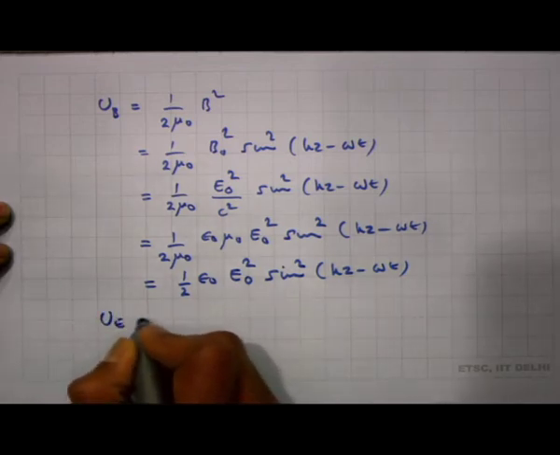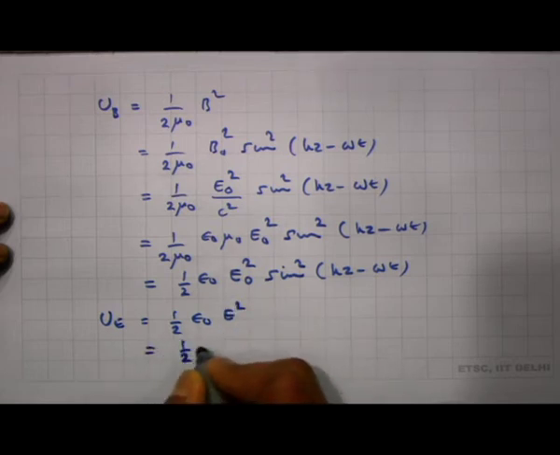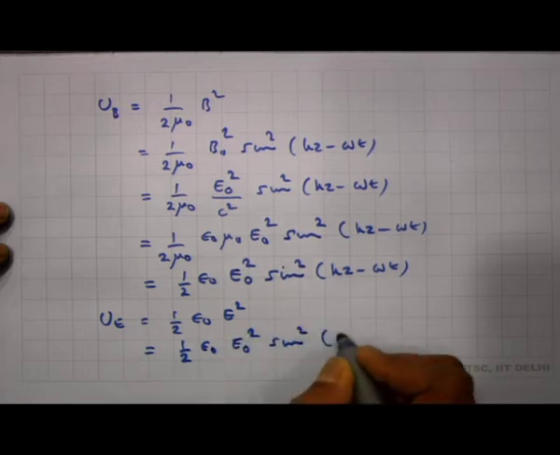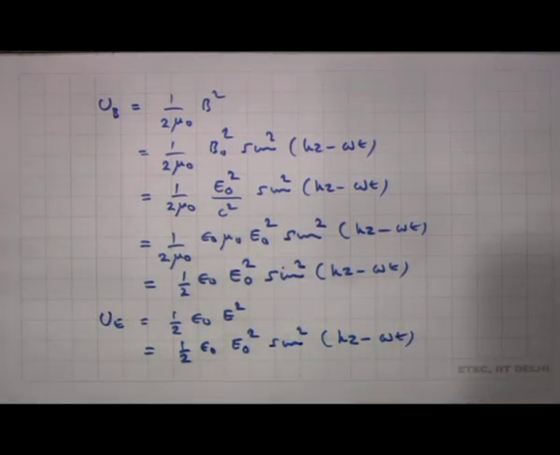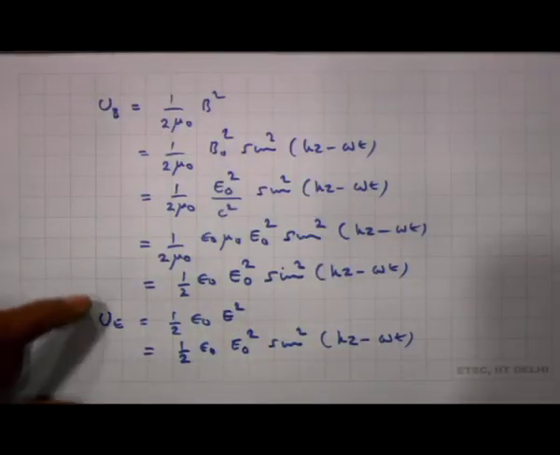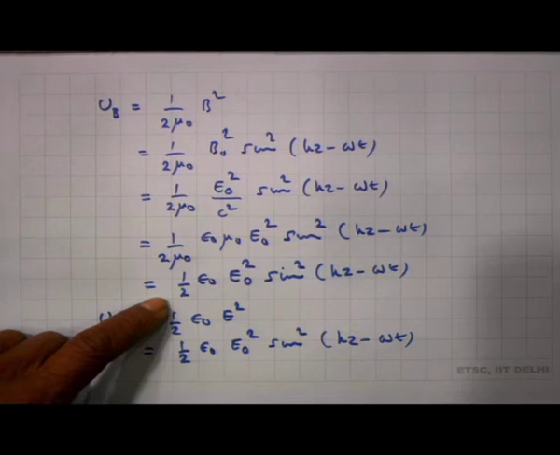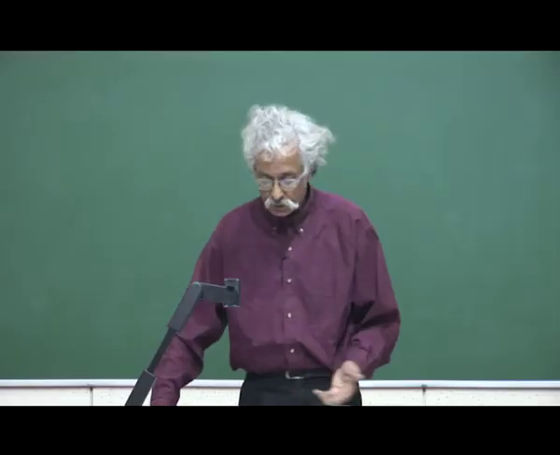The electric energy density is 1 by 2 epsilon 0 E square, which is nothing but 1 by 2 epsilon 0 E naught square sin square (k z minus omega t). So, you see that because of this relationship, B naught is equal to E naught by c, the energy density of the electric field in the electromagnetic wave and the energy density of the magnetic field in the electromagnetic wave are exactly equal. Both are equal to half epsilon 0 E naught square sin square (k z minus omega t). So, the electromagnetic wave as it propagates is carrying this energy.